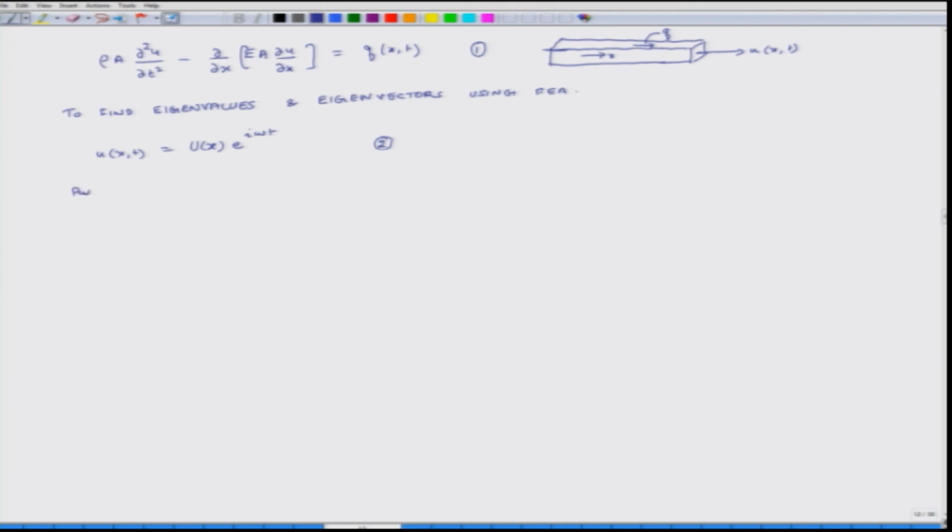So, now what I do is put 2 in 1. So, what I get is rho A, and I am going to just write u rather than u of x for purposes of brevity. So, rho A u, and because when it is differentiated by time 2 times, I get minus omega square, minus del over del x of E A del u over del x, and this entire thing times e to the i omega t, right. And because we are interested in finding out the eigenvalues of the problem, the right side of the system will be 0.